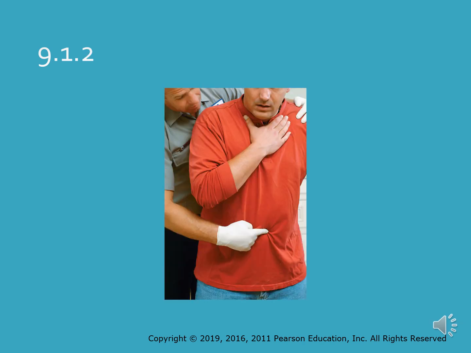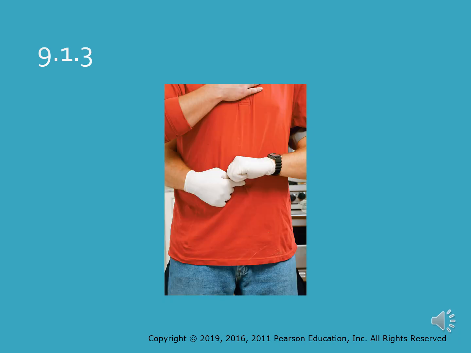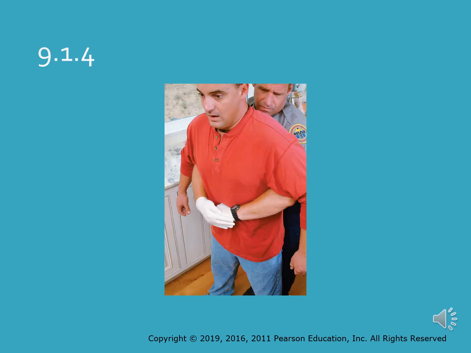Next, you're going to reach around with one hand to locate the patient's navel. Then with the other hand, make a fist and place it just above the patient's navel. Then you're going to grasp your fist with the first hand and pull in and up with swift, firm thrusts until either the object comes out and the patient starts breathing on their own, or until they go unresponsive.